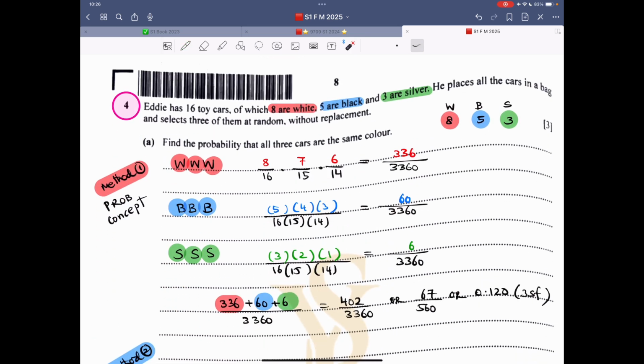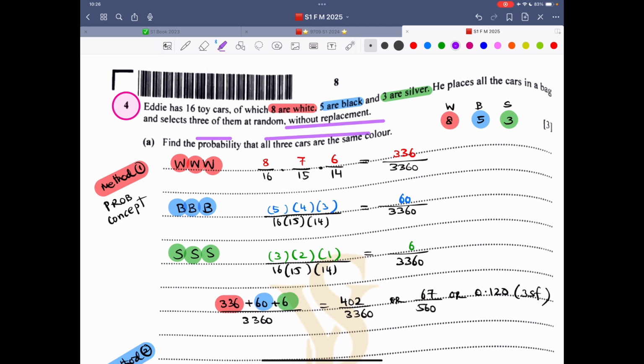Question number 4, a nice question. It says Eddie has 16 toy cars, of which 8 are white, 5 are black, 3 are silver. So I cannot use the color white. Black would be too mainstream, and silver not possible to use. So therefore, white, black, silver, these are the colors that I have associated with it. They are selected at random without replacement. Find the probability all 3 cars are of the same color.